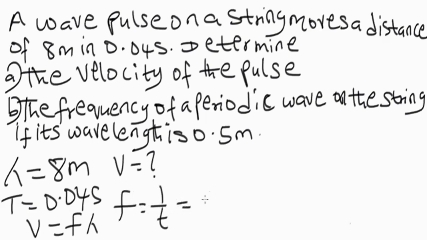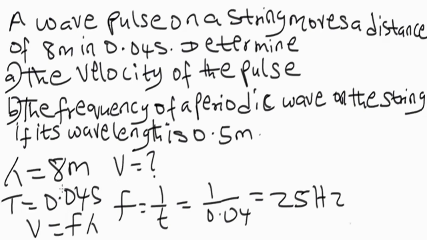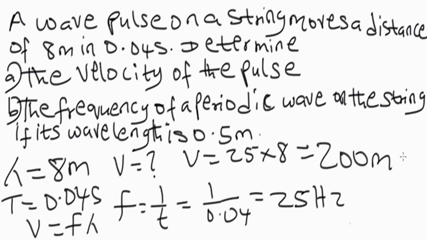Alright, so this is going to give us 1 over 0.04. If you punch it on the calculator, it's going to give you 25. Hence, let's substitute the values in the formula. We have the frequency now to be 25 and the wavelength to be 8. So the velocity will be 25 times 8, which is going to give us 200 meters per second. So that's the velocity.